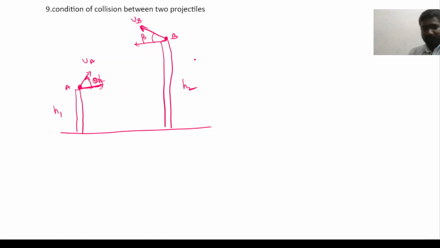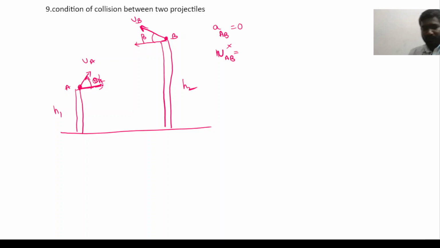Now here you can see the relative acceleration between A and B is equal to 0. That is, acceleration of B with respect to A equals 0, or acceleration of A with respect to B equals 0. Now, the initial velocity of A with respect to B, we can take along the x direction.